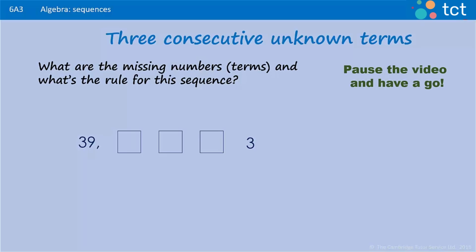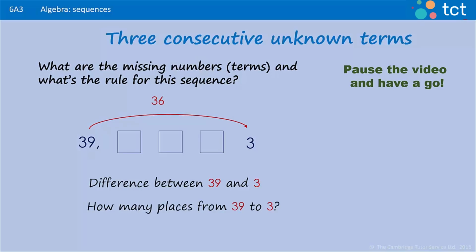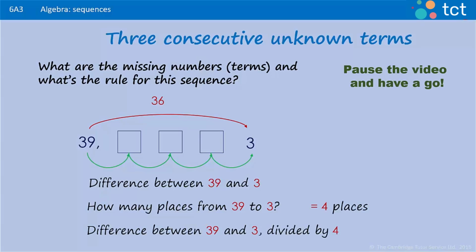The difference between 39 and 3, that's 36. How many places from the term 39 to the term 3? 1, 2, 3, 4. 4 places, so we're going to divide 36 by 4, and that's 9. And once again, because the terms are getting smaller, we're going to minus 9.